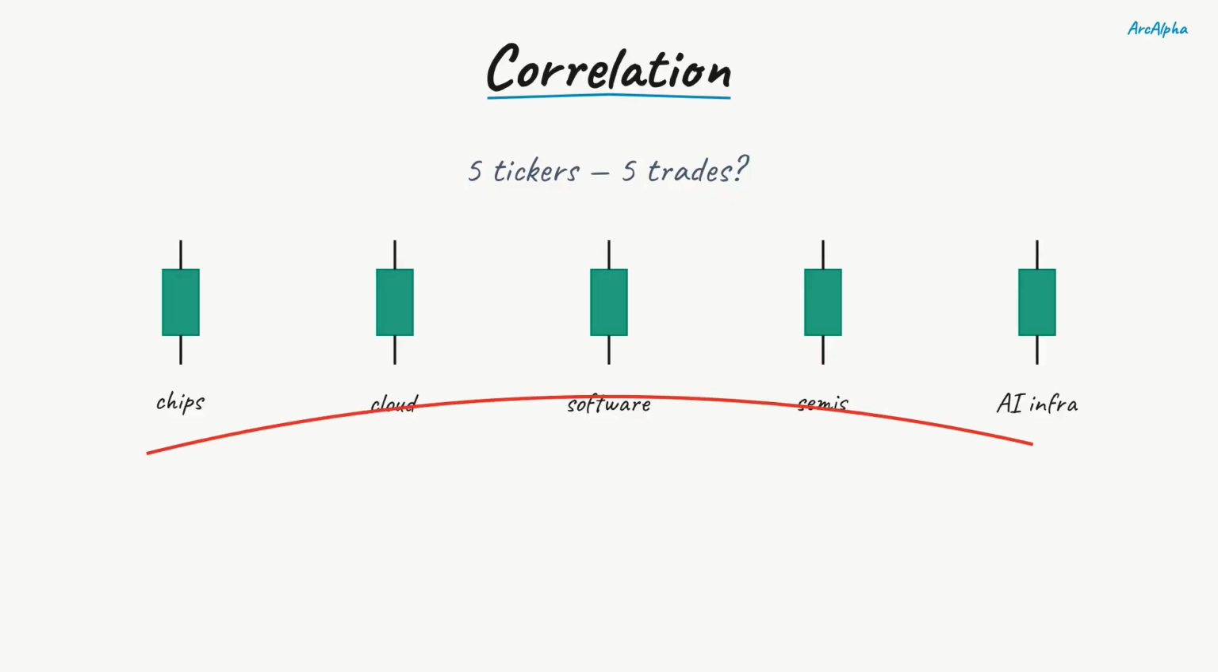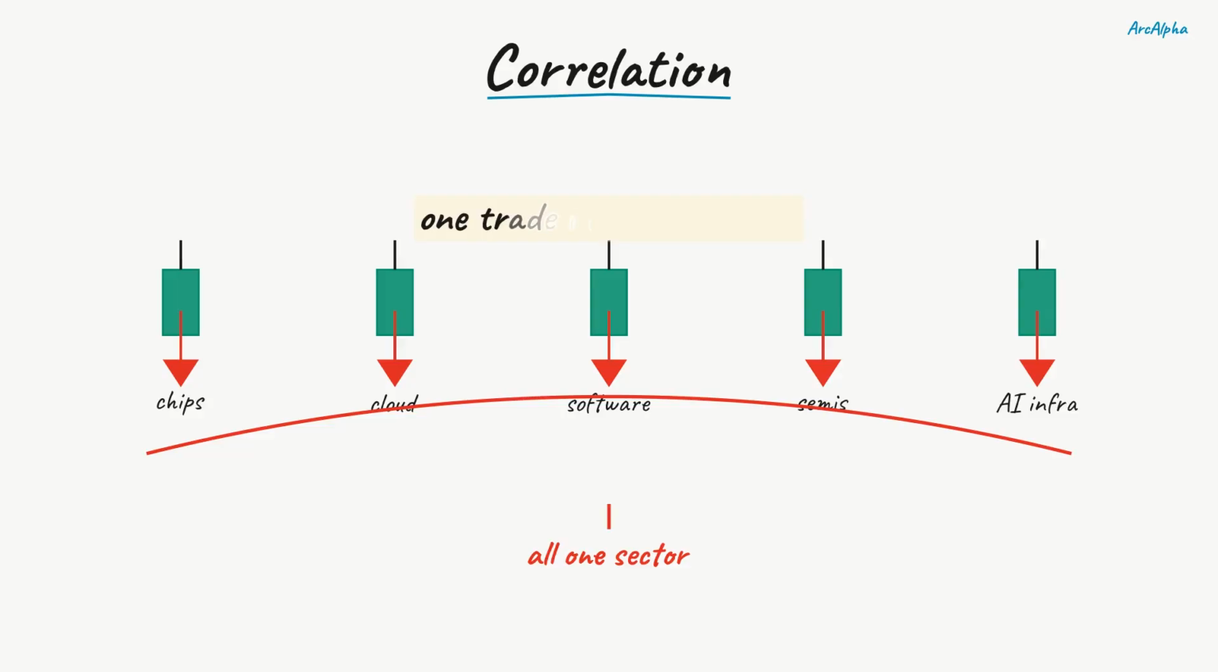But when the market turns against technology, a Fed policy shift, a rotation out of growth, an earnings miss from the sector leader, all 5 of those names tend to move down together. 5 positions, 1 underlying bet. You don't have 5 trades, you have 1 trade wearing 5 costumes.